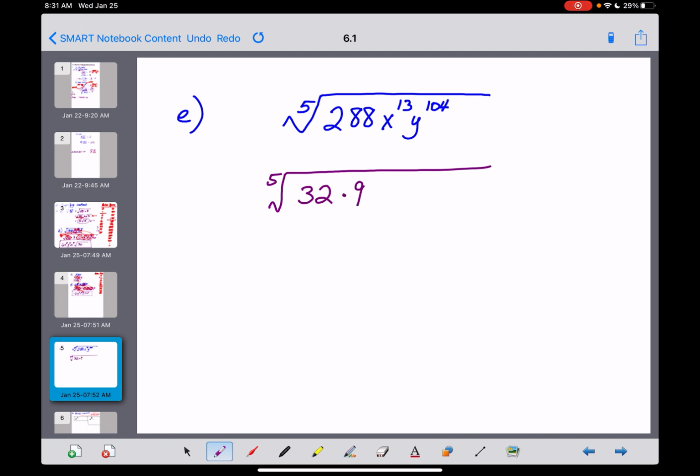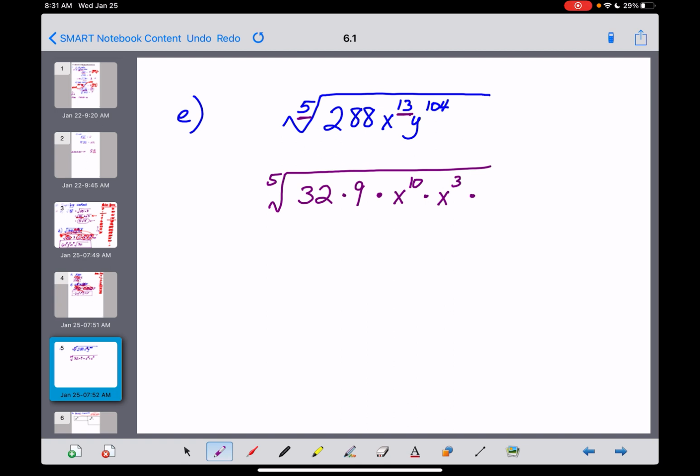And let's see what we've learned here so far, guys. Is x to the 13th a perfect fifth? The answer to that is no, because 13 is not a multiple of 5. So we have to break this up. Go down from 13 until you get to the first number that is a multiple of 5, and that would be 10. So this would be x to the 10th, but that needs to get multiplied by x to the third power to get us back to x to the 13th.